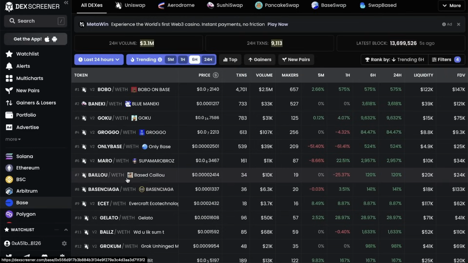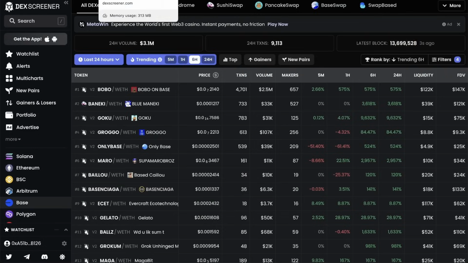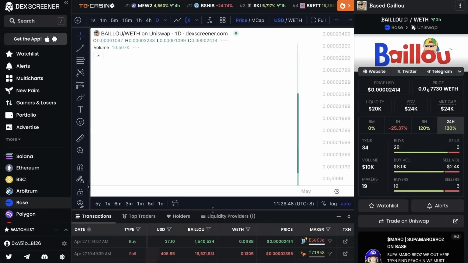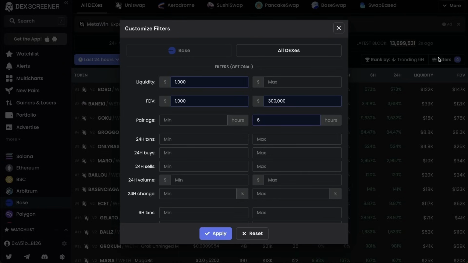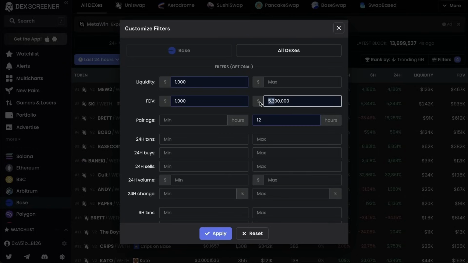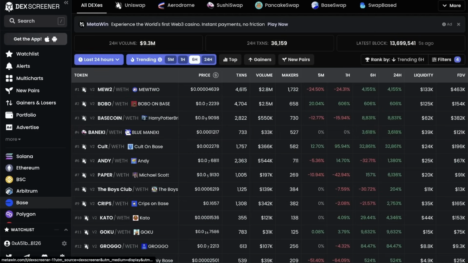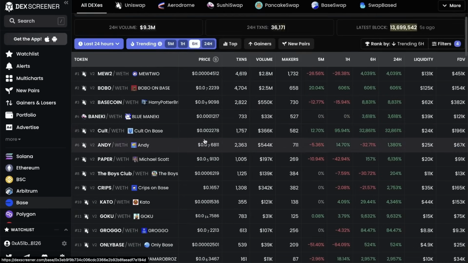We get Base Caillou. I think we saw that one already. Base Caillou. And we are going to put now 12 hours. We can put it up to 500. No, sorry. This one 500. 500K. We get a few different ones.